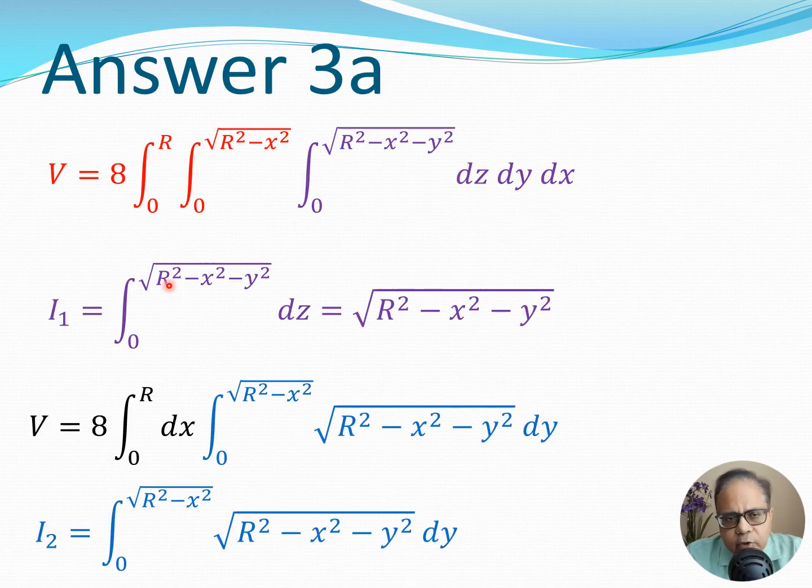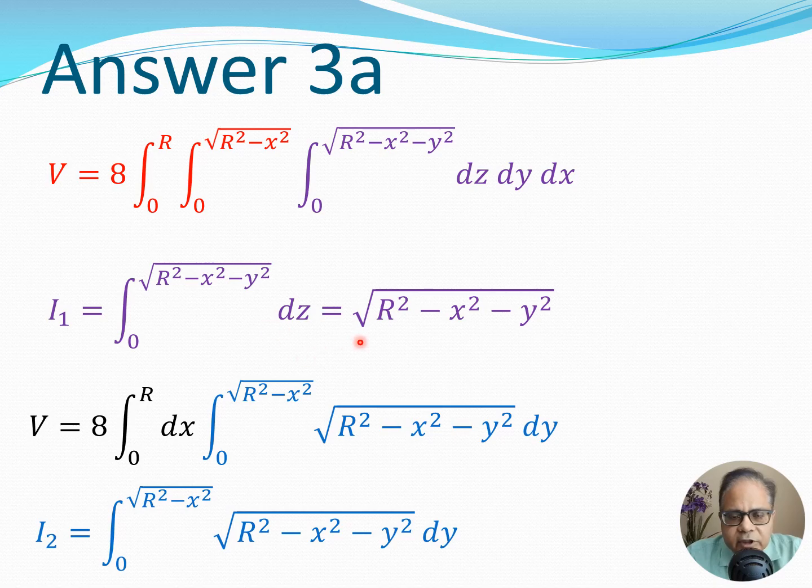Now let us take a look at this problem here, and I'm going to do this by part so that it's more clear. So let's first look at this part which is given in purple here, and we are going to try to do this. So we are going to simply take dz, and I'm going to calculate this I1 value, which is integral 0 to root r square minus x square minus y square, of dz.